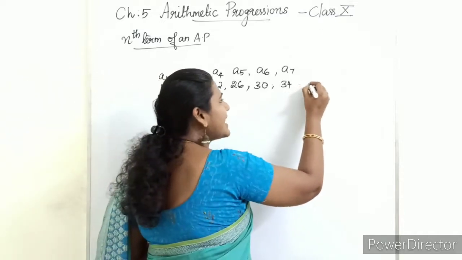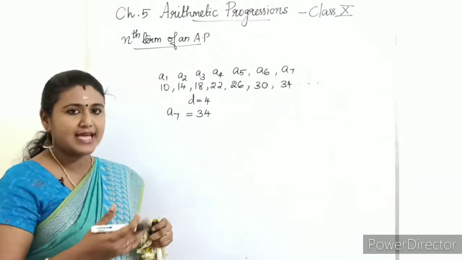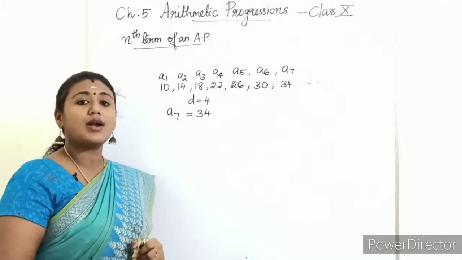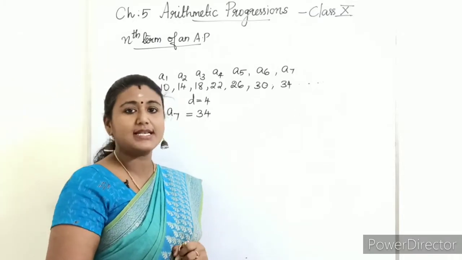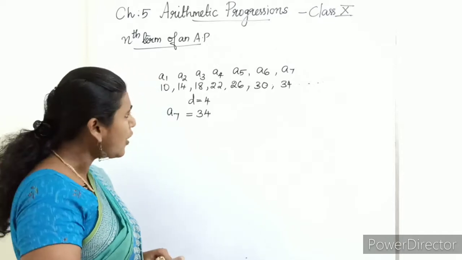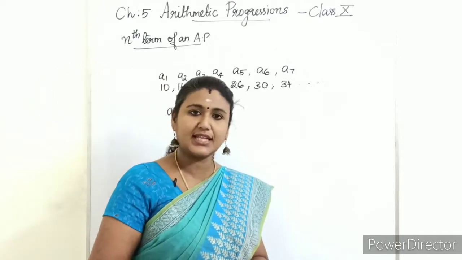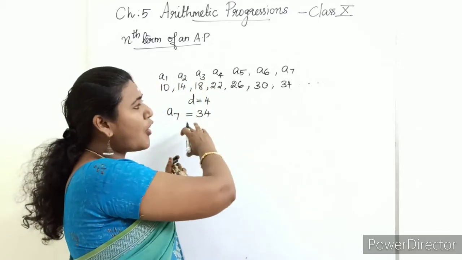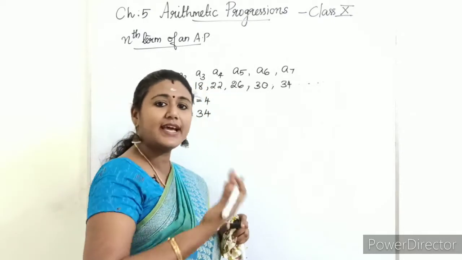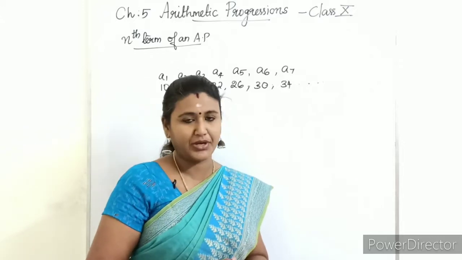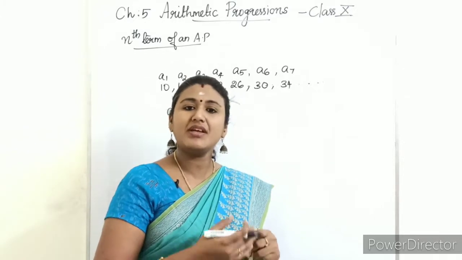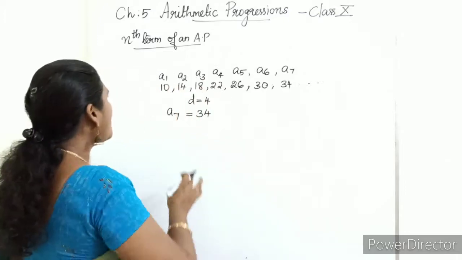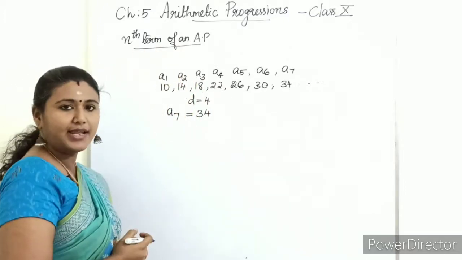If it is smaller terms like A5, A7, A8, then we can easily find out. But if you want to find A25, that is the 25th term, or A50, that is the 50th term, then how will you do it? If you follow this process, it will take a long time to find A25. Okay, so how can we reduce the calculation? So we will see now how to find the nth term of an AP.